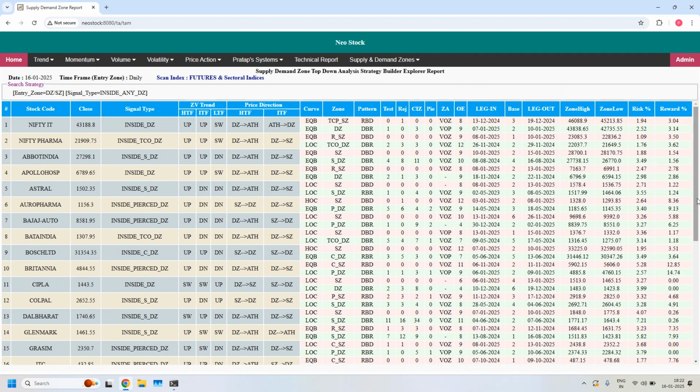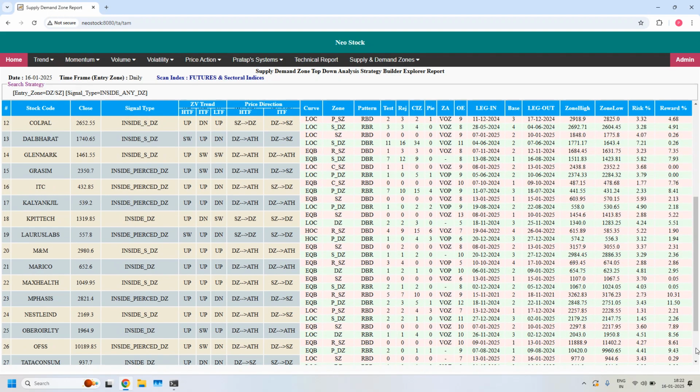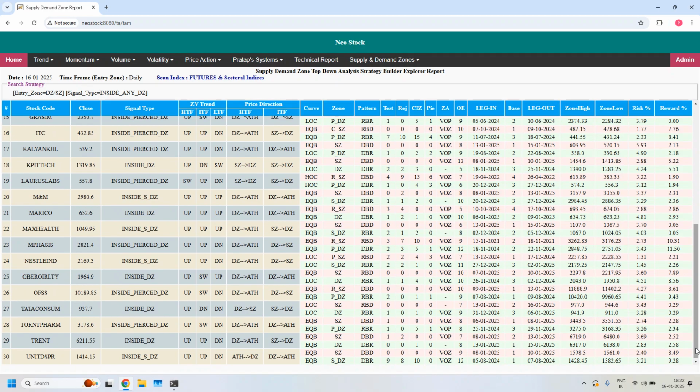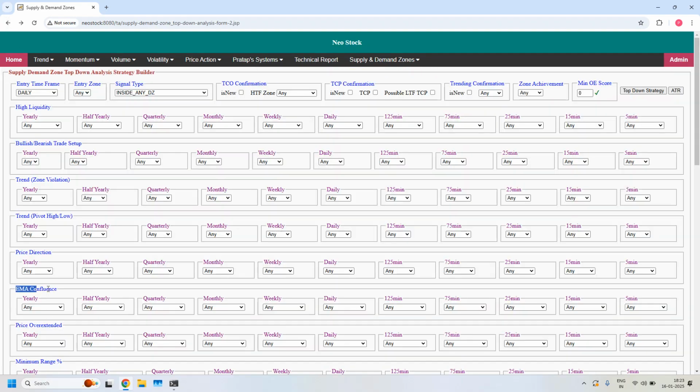30 stocks are filtered where price closed inside the daily demand zone. I am scrolling the list down. So total 30 stocks are filtered. Price closed inside daily demand zone. We can further reduce this list by setting the high probability parameter EMA confluence. Let's verify how many of these daily demand zones are having daily EMA confluence.